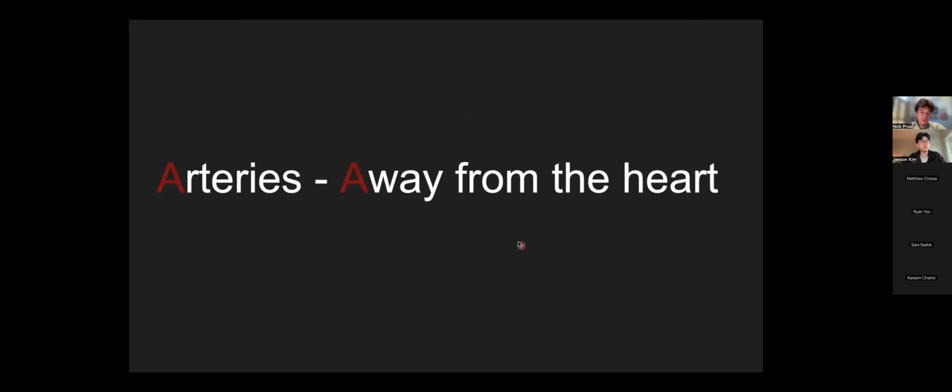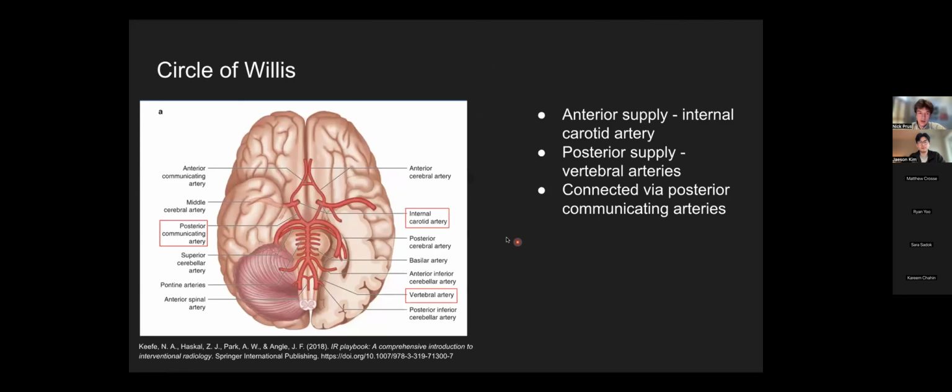I have no disclosures. Arteries, of course, move away from the heart. There's a lot of slides here that I've included just for completeness, so anything that the chapter talked about, I decided to put in here. Circle of Willis, VIR doesn't touch too much. It would mostly be neuro-IR that messes with this area, but it's still important to know regardless.